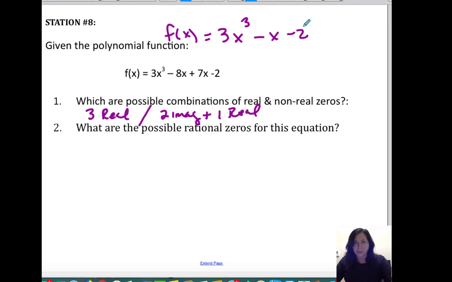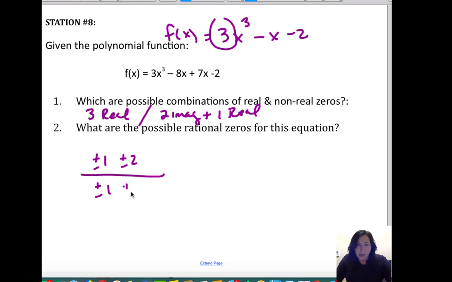For the second part, what are all the possible rational zeros? They're not asking me to actually find my zeros. They're just asking me to say what they might be. And so those would be this value here, the 2. So we're going to say plus or minus 1, plus or minus 2 over, and then this value here, which will be plus or minus 1 and plus or minus 3. So we've got factors of this, and we've got factors of this. These factors go on the top. These factors go on the bottom, okay?